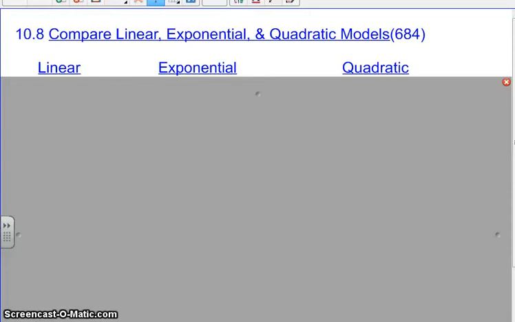Okay, the last section of chapter 10, we are comparing linear, exponential, and quadratic models. When you look at these words, linear, exponential, and quadratic, they all are addressing what's happening to the input. Which letter is the input in equations? X, right? Now we know that's arbitrary. We could change it and have G, H, or P, Q, or whatever, but usually we have Y and X, right? The input is X.